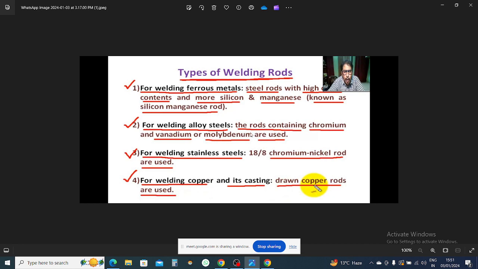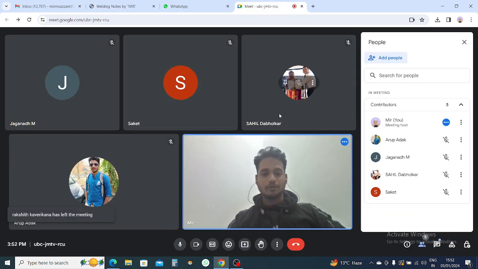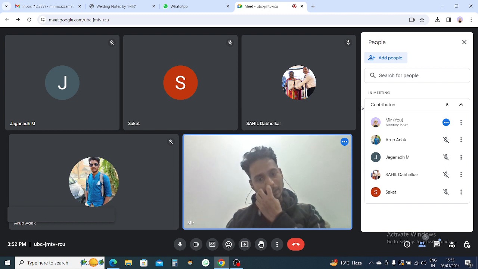I showed these pictures so that you can make your own notes, which may help you. So these are the basics of welding. If you have any questions, you can ask.